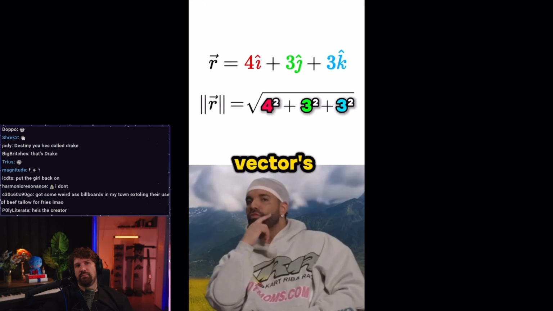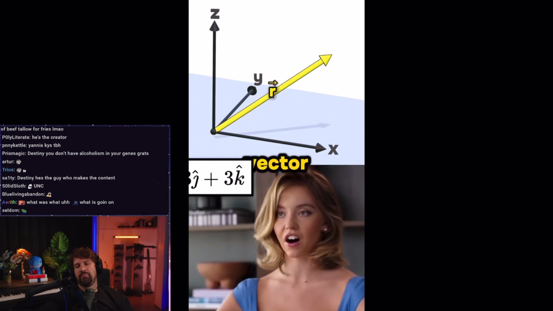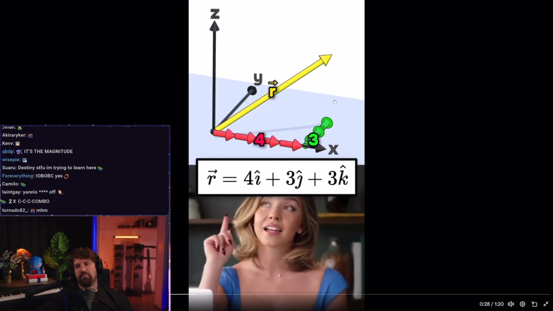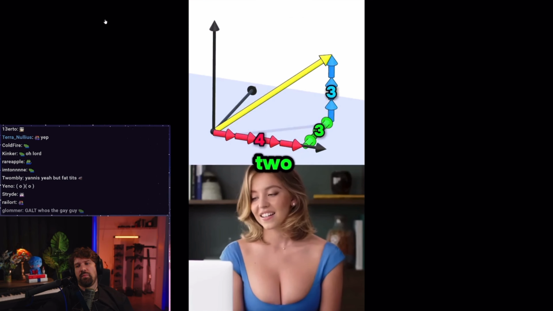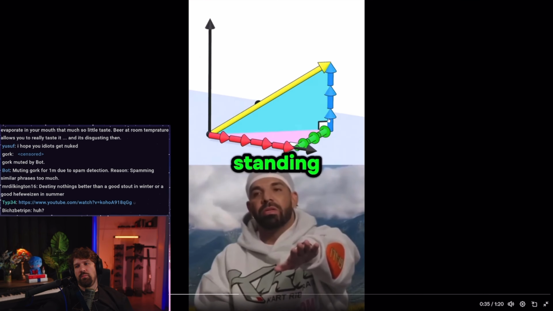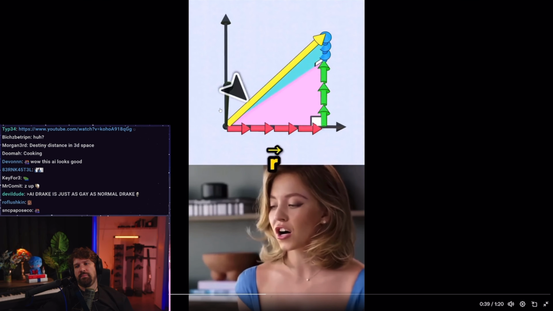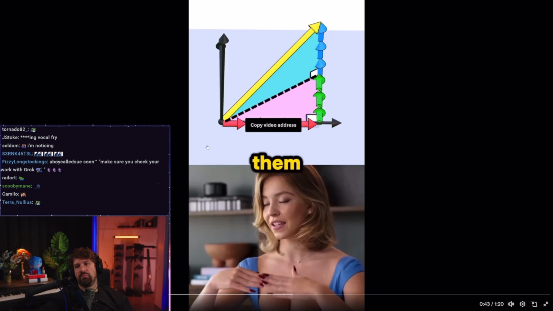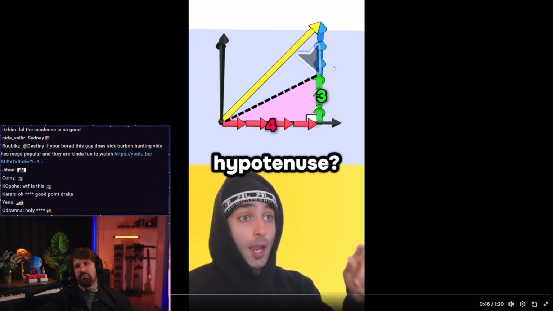So remember, finding a vector's size just means finding its length, right? Right. And our vector r goes 4 steps in the x direction, 3 steps in the y, and 3 steps up in the z direction. I want y'all to notice that there are two right-angle triangles here, one standing up and one on the floor. And to find the length of r, we can start by finding the length of this side that's in both of them. Any idea how? So if you look at the triangle on the floor, is that side the hypotenuse?